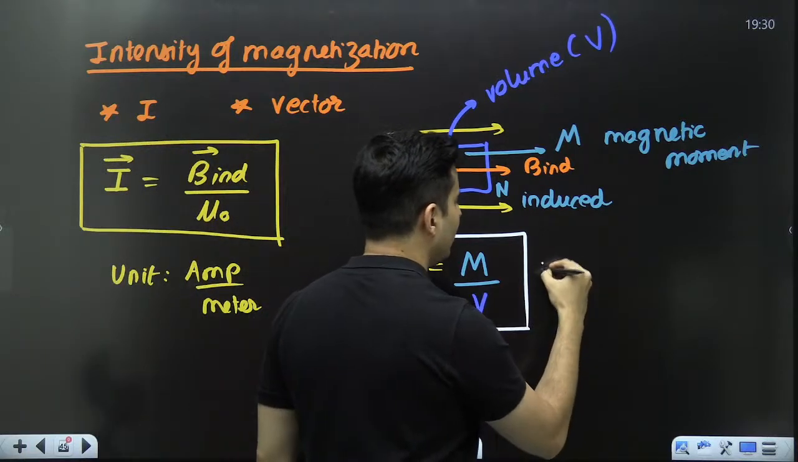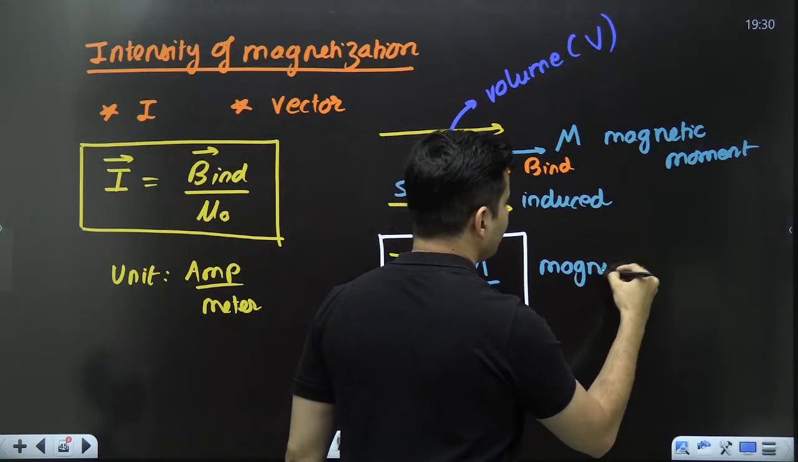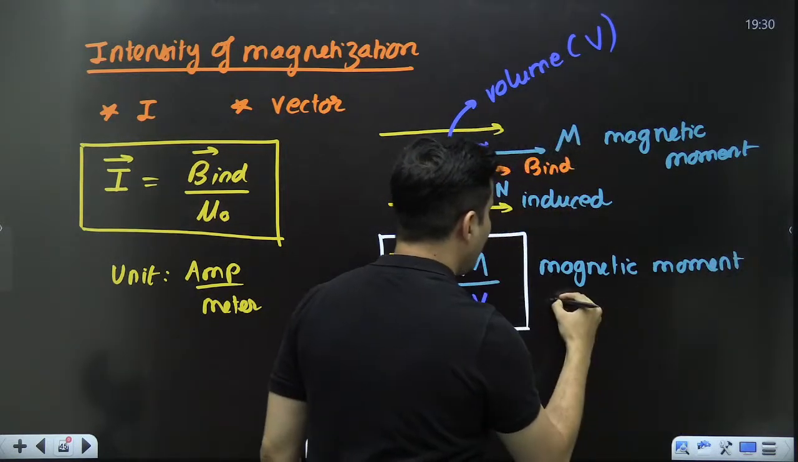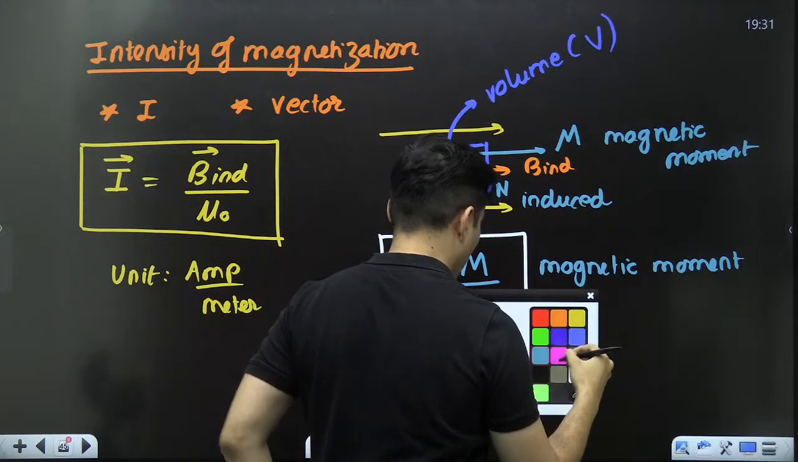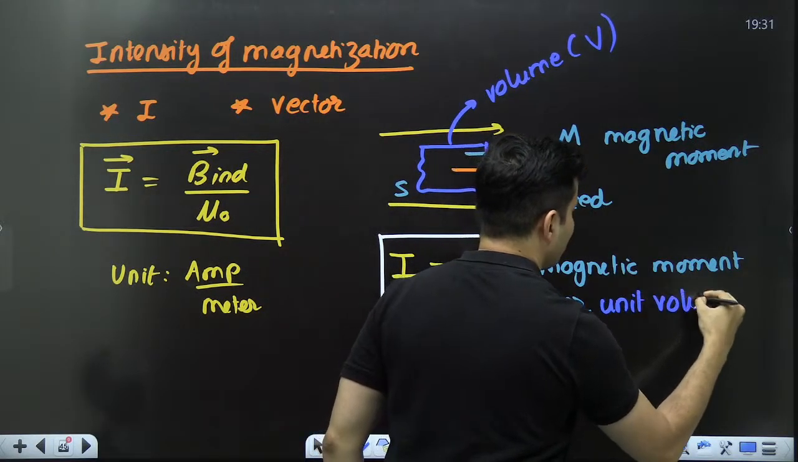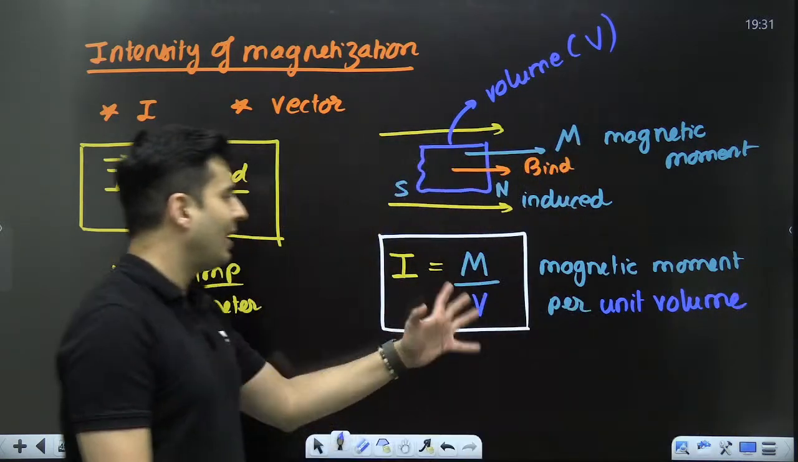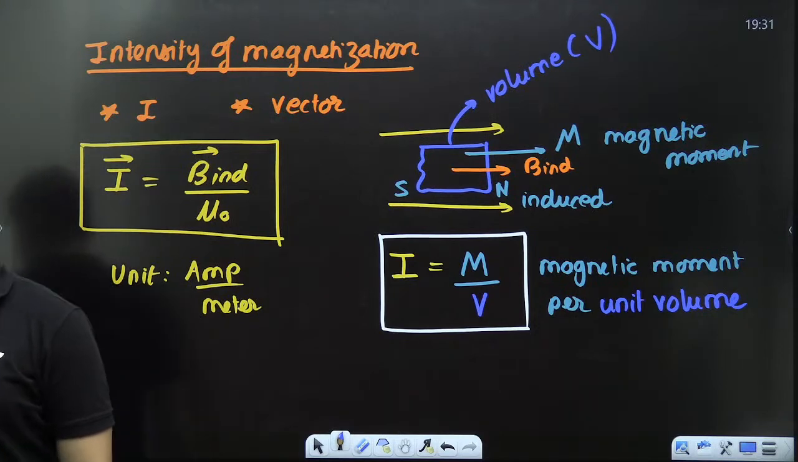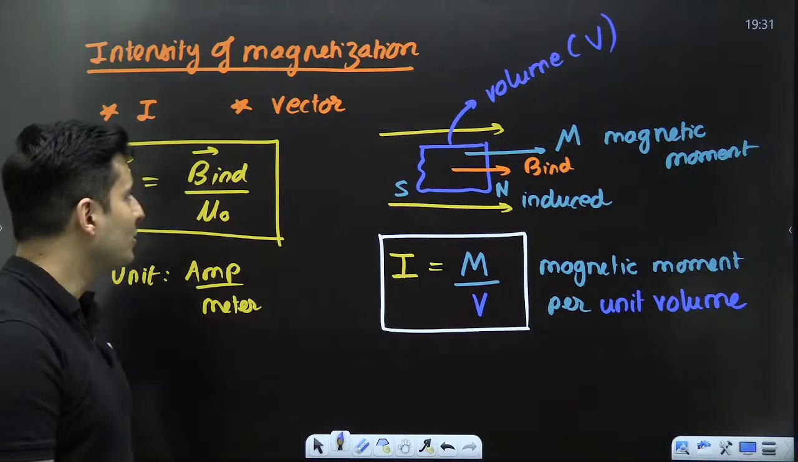So I'll just write it over here. It's the magnetic moment per unit volume. Keep this in mind. Very, very important way of writing I. Okay, cool. Let's go ahead to the next one.